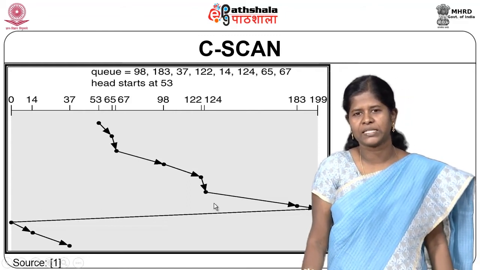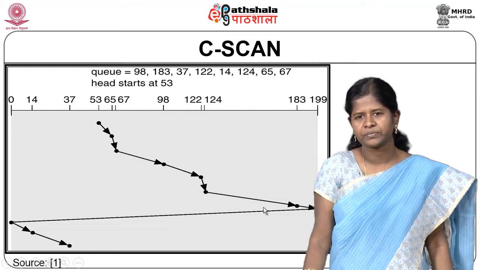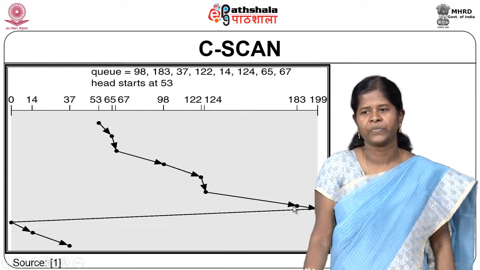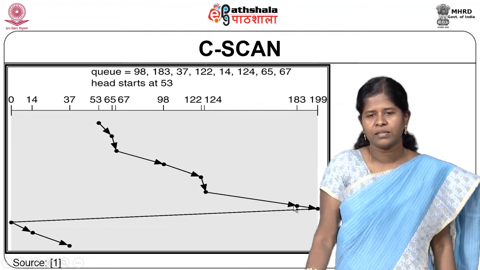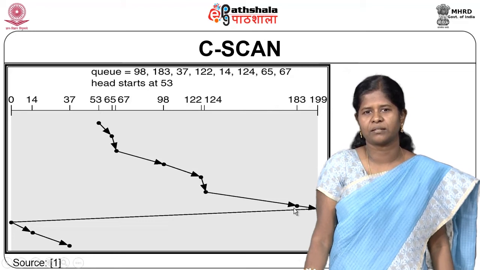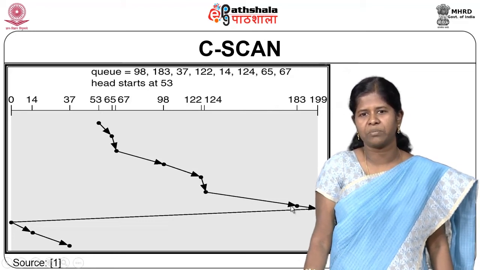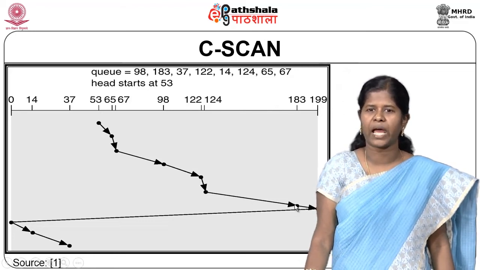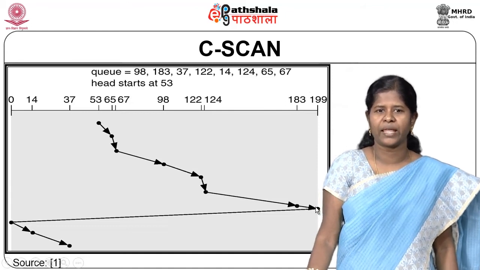But the problem here is that you can see that from 193 the head moves till 199, but there are no requests here. There are requests only till 183, but still, because it has to move to the other end of the disk, it just moves to the other end of the disk.